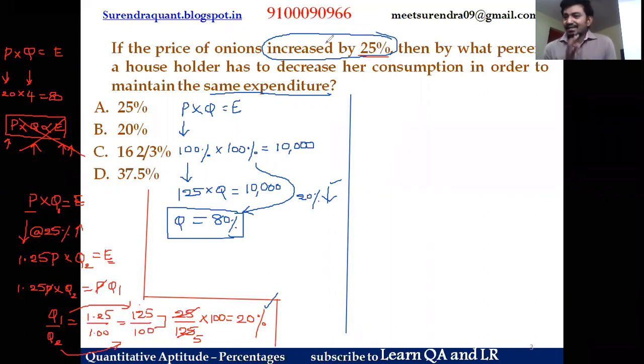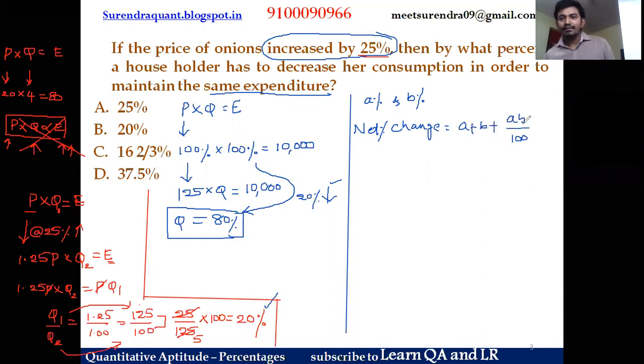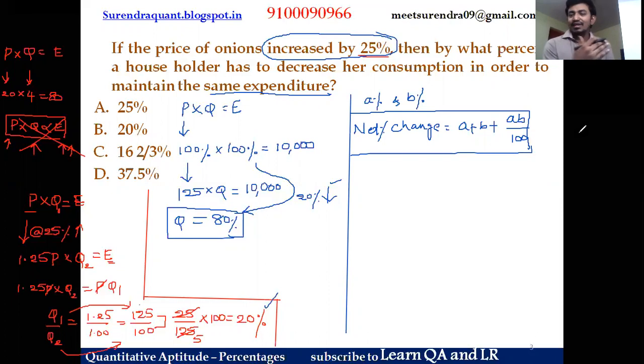And friends, while discussing successive percentage changes, we discussed a concept. If there are two percentage changes of A% and B%, then the net percentage change, the overall percentage change, equals A plus B plus AB by 100. So this is discussed in lesson 4, I believe. So this is a formula we discussed. With this also you can work it out. So friends, if anything increases, we'll keep a plus symbol. If anything decreases, we'll keep a minus symbol. If there is no change, we'll say 0.